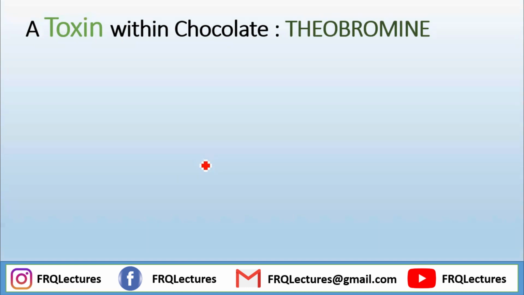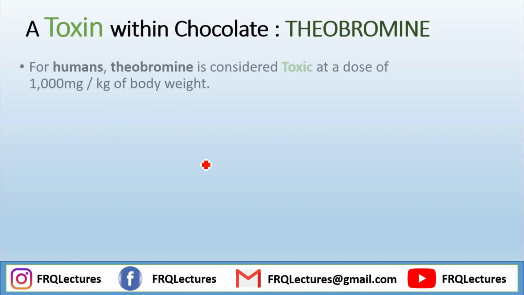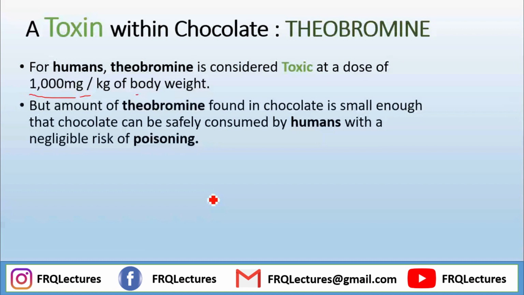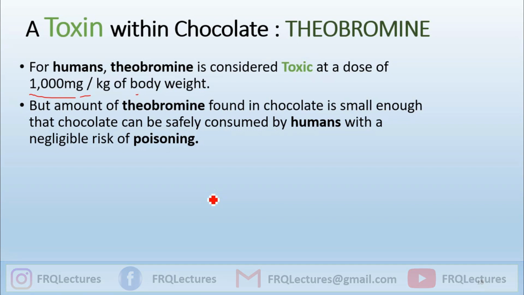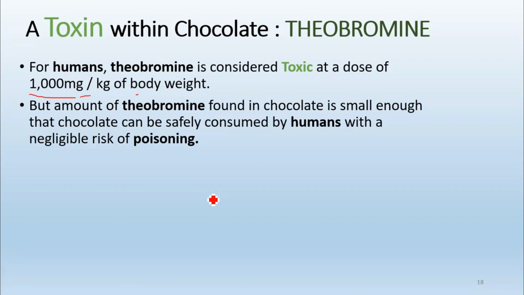Now comes the toxin. There is a toxin within chocolate. It is surprising to hear, but it's true. There is this compound called theobromine. Now, this theobromine is quite toxic for animals, but for humans, the toxic dosage is around 1000 milligram per kg of body weight. And the chocolate does not contain that much theobromine that could be harmful for us. So we can easily and safely consume this chocolate without any problem.